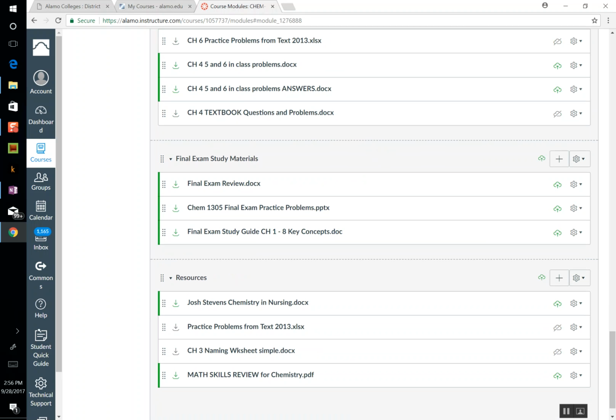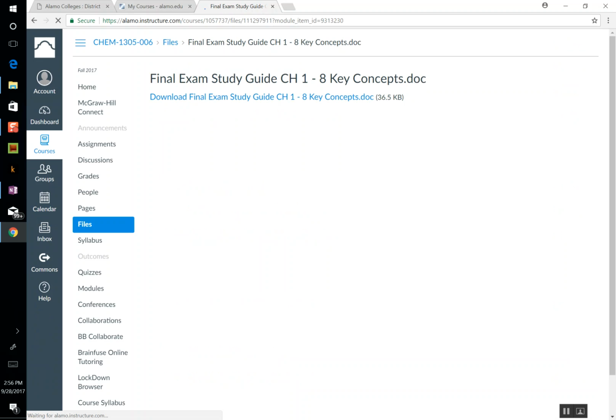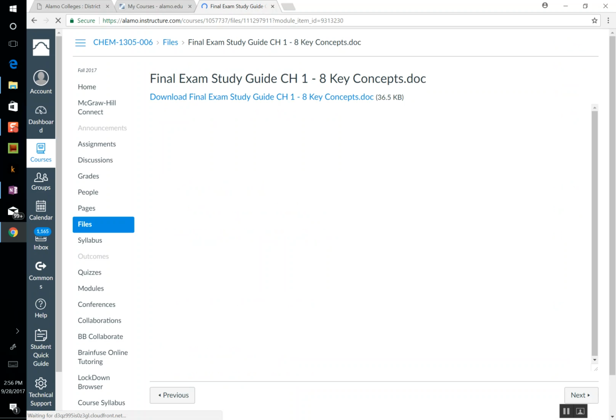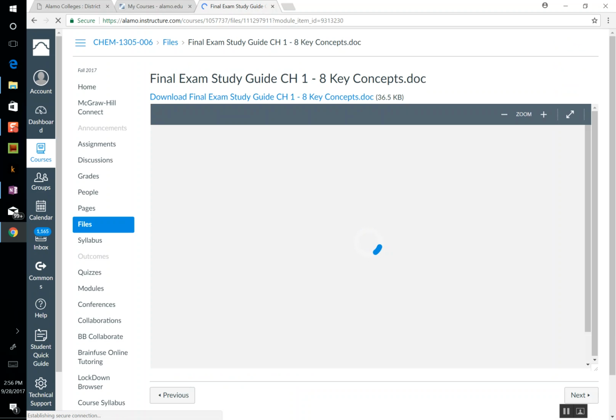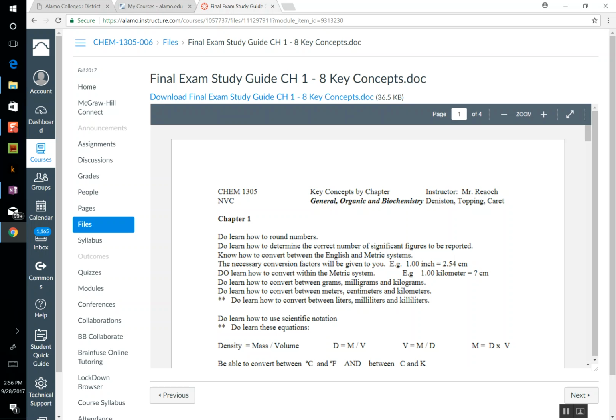Now, there's some down here that you might ignore until the final exam. But for example, right here, I'd have to see what all these are. But let's take a look at what this is. It's the final exam study guide for chapters 1 through 8. So let's open that up and look at chapters 1, 2, and 3. Basically all that study guide is doing is reminding you what the key concepts were in each one of these chapters.